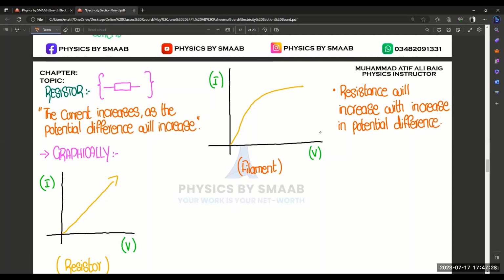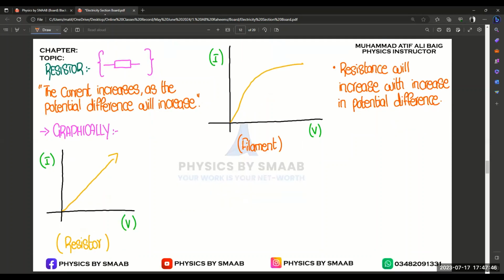Okay, so this is the simple statement that resistance will increase with increase in potential difference. Basically, if you increase the voltage, resistance will increase, but current will not increase at the same rate in the filament, whereas in a resistor both increase at the same rate. Any confusion?